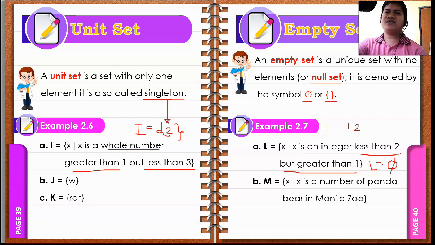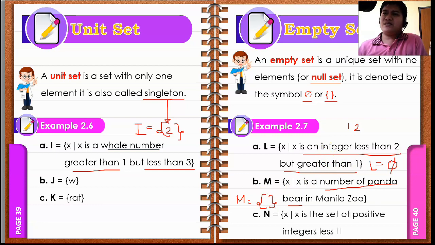Another example is the set M, where set M equals the set of all x such that x is the number of panda bears in Manila Zoo. And we all know that there's no panda bear in Manila Zoo. So that is why set M is empty. So therefore, this is an example of an empty set.